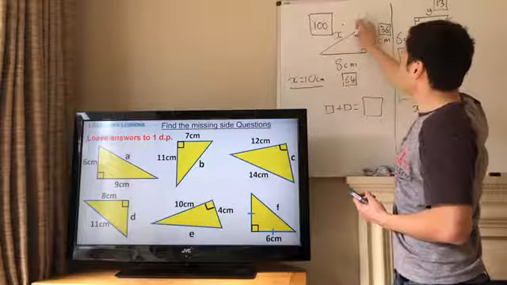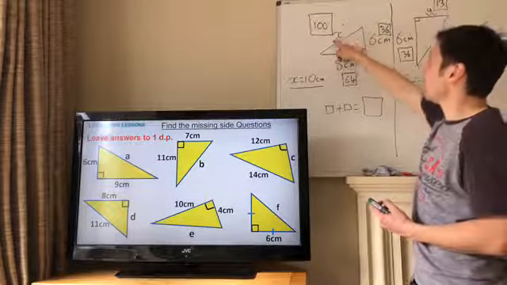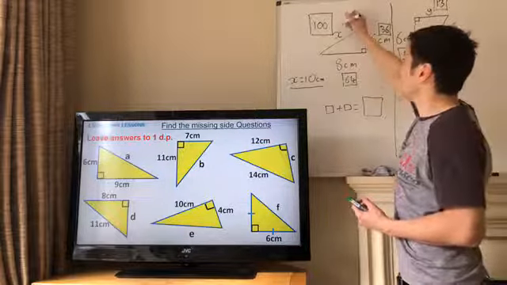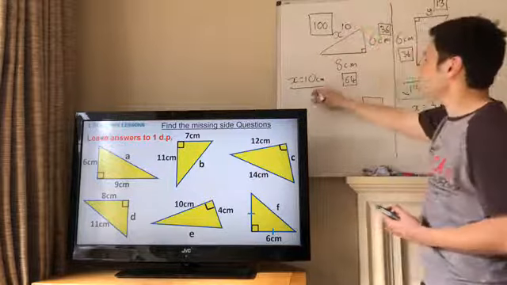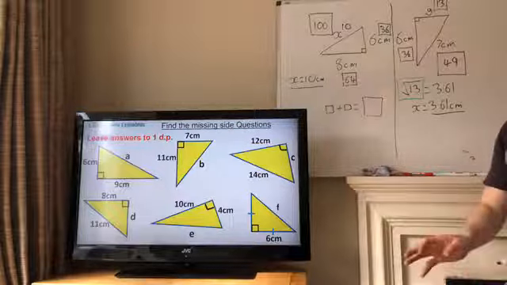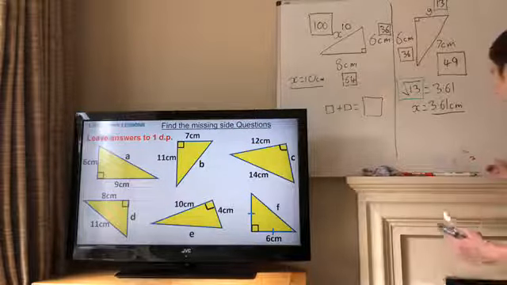And then we are trying to work out what x is. So we say what number times itself makes 100, or the square root of 100, is 10. So it's 10 centimetres for x. Same kind of question there. Okay, any other questions, I will get you on the chat down there.